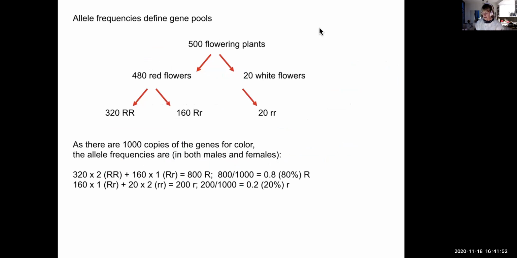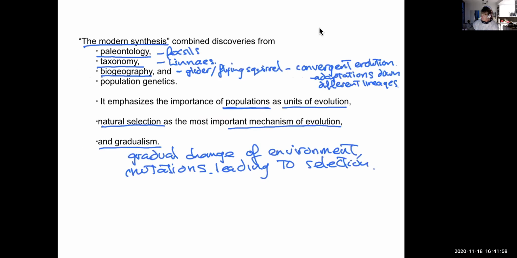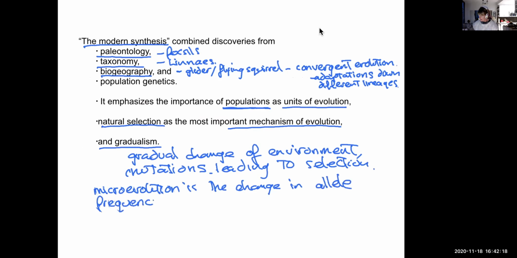So let's talk about allele frequency. Hang on, before I do that, there's one thing I wanted to say. Microevolution is the change in allele frequencies from one generation to the next.